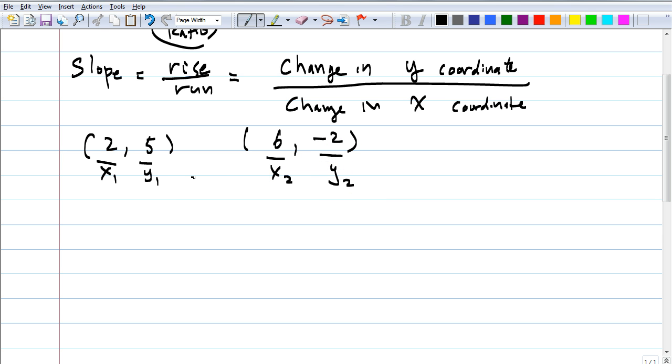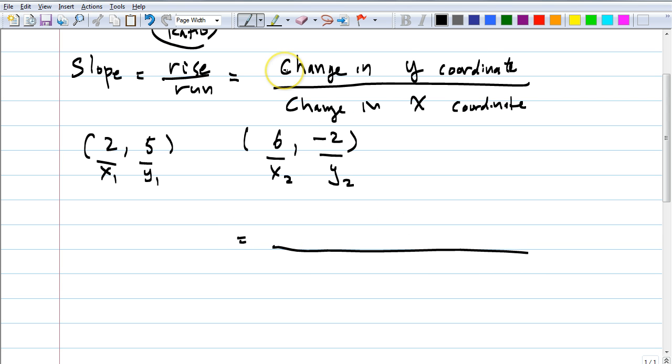The reason why I'm writing x sub 1, y sub 1, x sub 2, y sub 2 is because I'm indicating that this first point is the x coordinate of the first point. This 6 is the x coordinate of the second point. 5 is the y coordinate of the first. Negative 2 is the y coordinate of the second point. So all you have to do is, there's a formula for this.